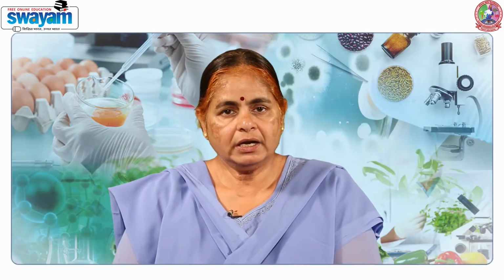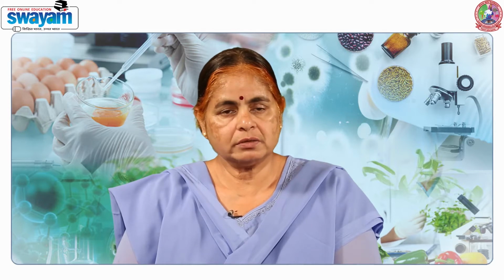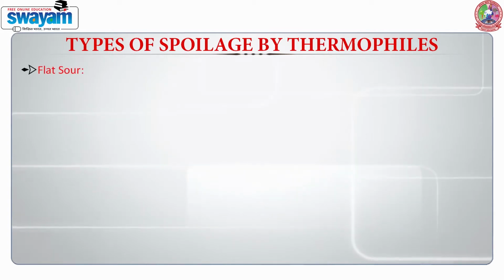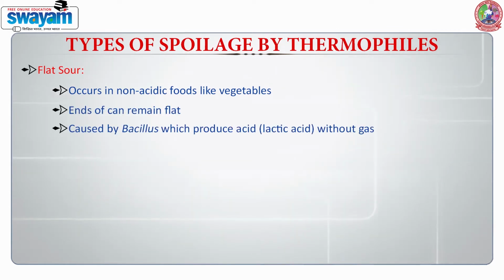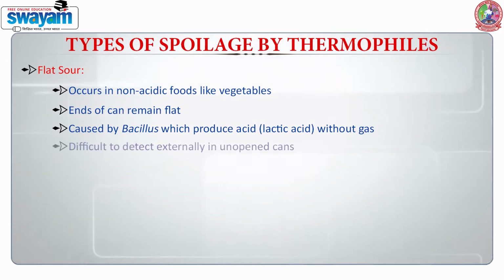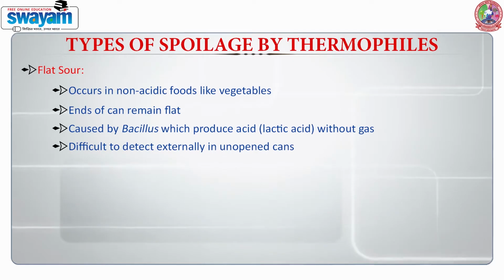There are certain types of spoilage which are caused by the action of thermophilic microorganisms. An example is flat sour, which occurs in non-acid food items like vegetables. In this case, the ends of the can remain flat, and it is caused by Bacillus which produces acid, primarily lactic acid, and there is no gas production. It is difficult to detect externally, and in an unopened can we cannot detect whether it is spoiled by the microorganism.